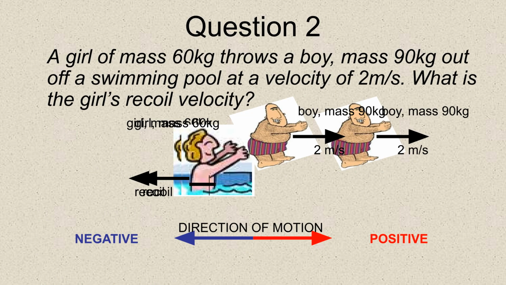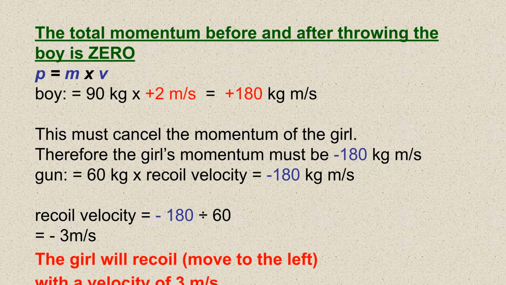A girl of mass 60 kilograms throws a boy of mass 90 kilograms out of a swimming pool at 2 meters per second. What is the girl's recoil velocity? The total momentum is 0. The boy's momentum is positive 180 kilogram meters per second. The girl's momentum must be negative 180 kilogram meters per second. This yields a recoil velocity of negative 3 meters per second. The girl moves to the left at 3 meters per second.